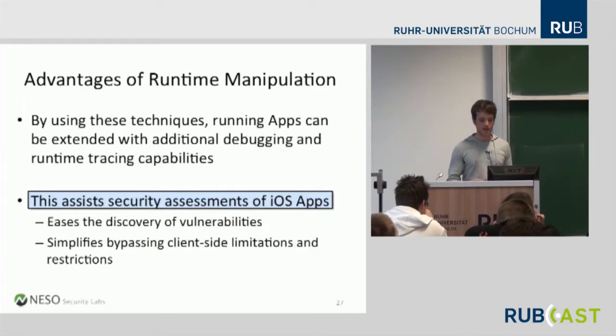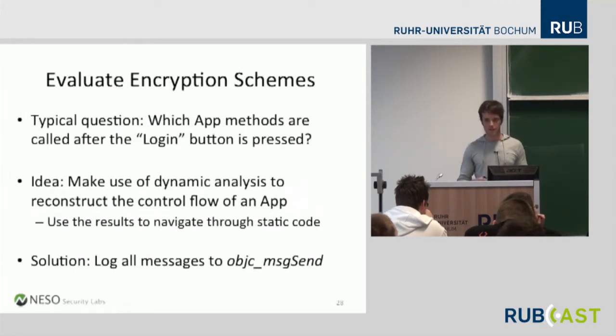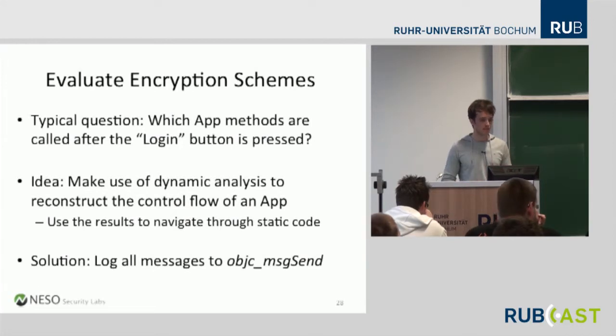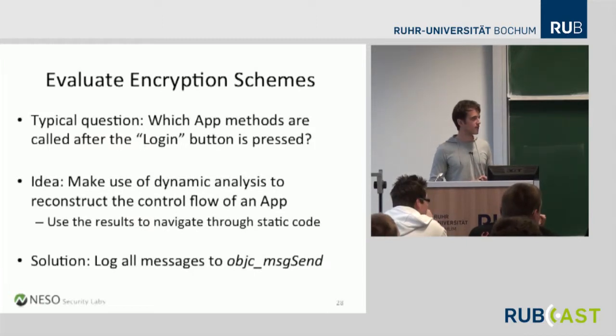When it comes to evaluating the encryption scheme of an app, a typical question is which app methods are called after the user passcode was entered. To answer that, we could make use of dynamic analysis to reconstruct the control flow, to intercept all those messages, and to use the results to navigate through the static code. To get a complete trace of all methods which are called, we could log all messages to that central dispatcher function, the Objective-C message send.